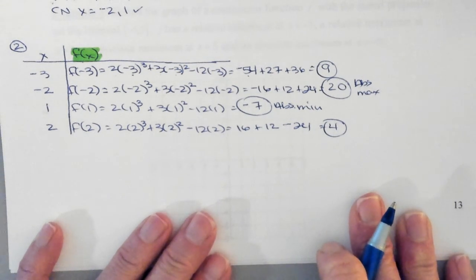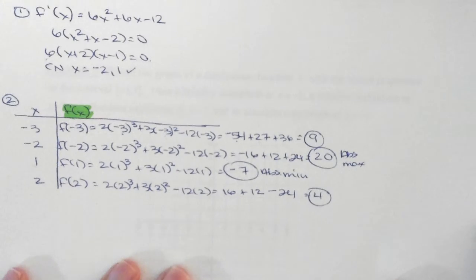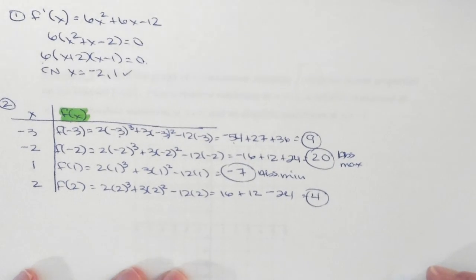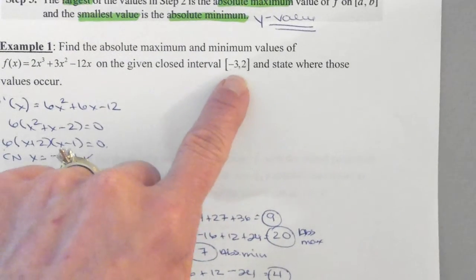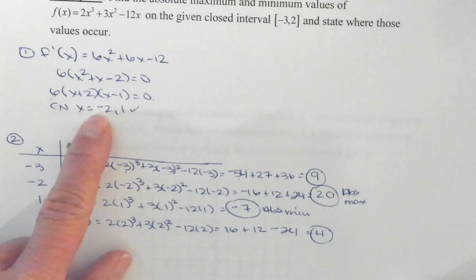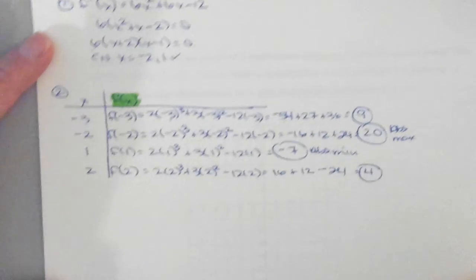Yes, ma'am. Is there a reason we didn't do 0? Why would we have done 0? It wasn't a critical number. But negative 3 was a critical number because it was on the interval. So these are your endpoints, and then these are the critical points. Are you with me? Okay, that's fine. Legit question. All right, last step.